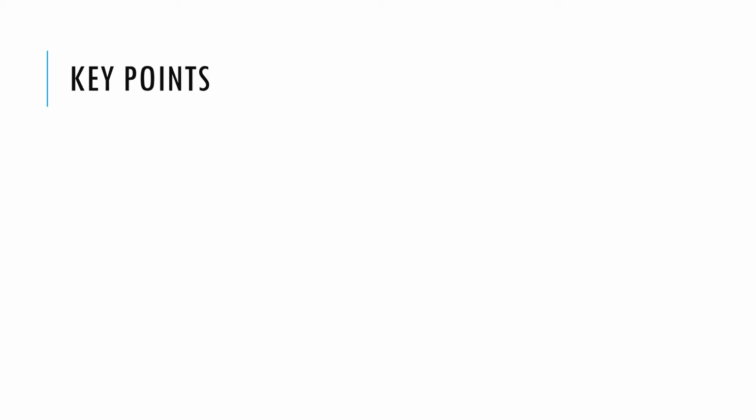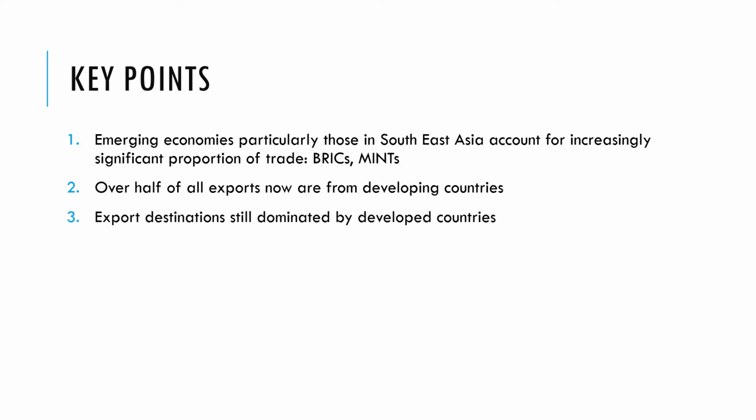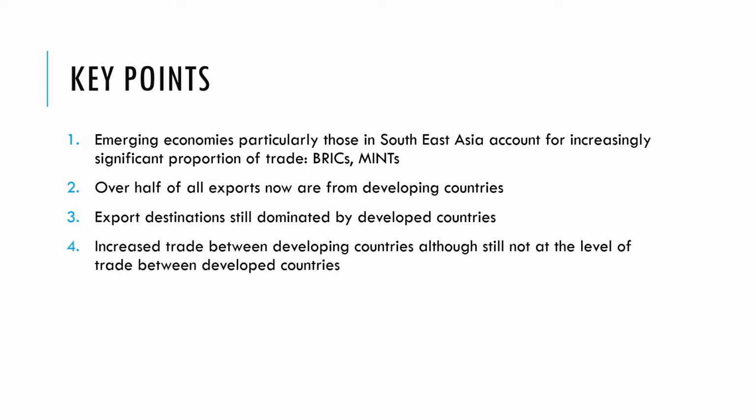So to summarize the key points from what we've seen so far, emerging economies, particularly those in Southeast Asia, account for an increasingly significant proportion of trade. And by that we're talking about the BRIC countries and the MINTs that we'll come on to. Over half of all exports now are from developing countries. Export destinations are still dominated though by developed countries. Increased trade between developing countries is occurring, so more developing countries are trading with each other, although it's still not at the level of trade between developed countries.